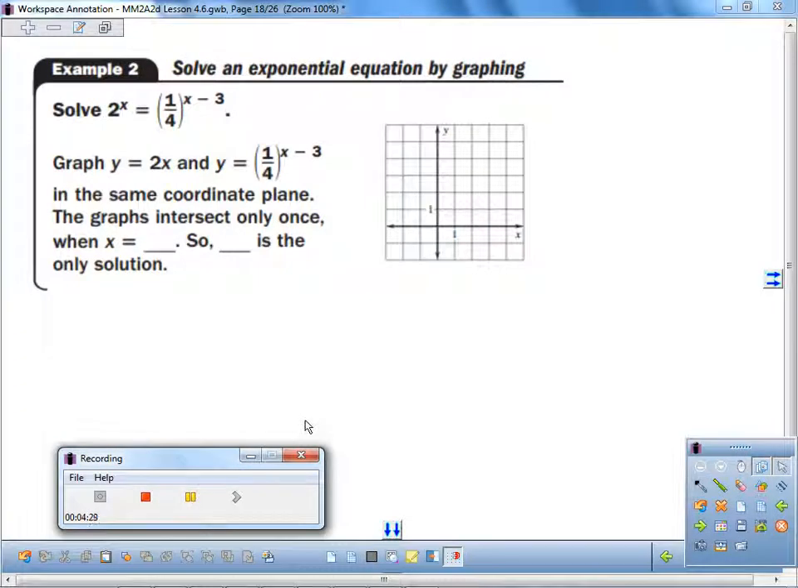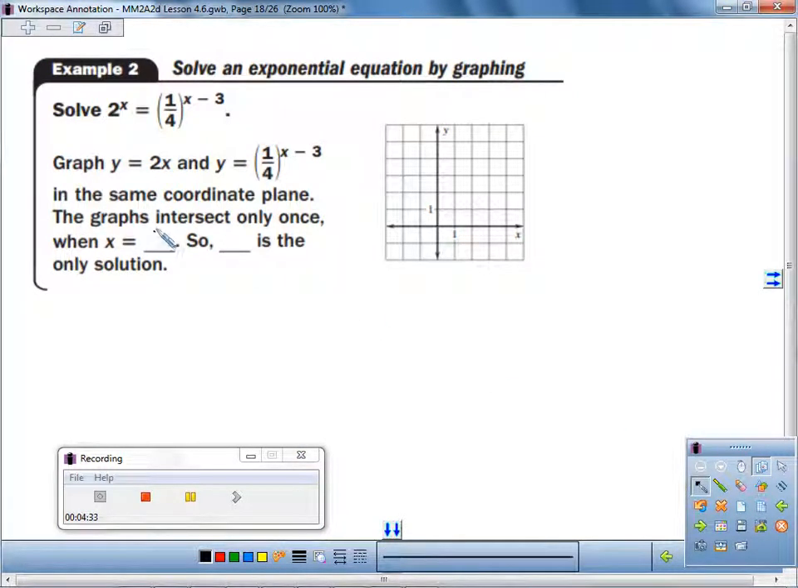Alright, so on our graph we found x equals 2. This is where they intersected, so 2 is the only solution. Now if they intersected twice, there could be 2 possible solutions, but for these there's only going to be 1. Alright, so let's look at another example.